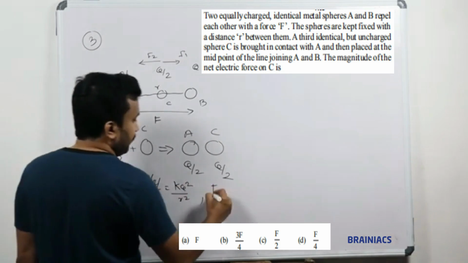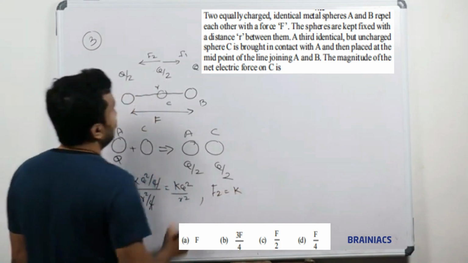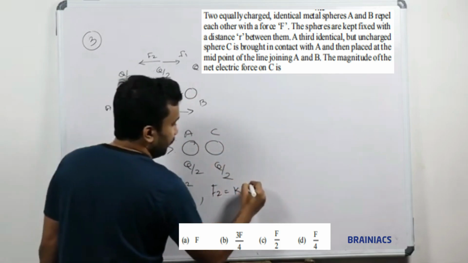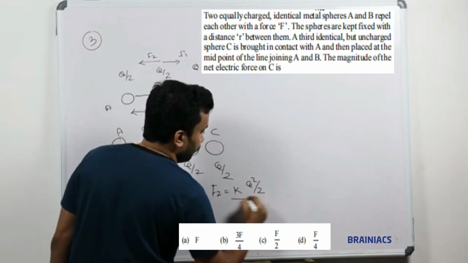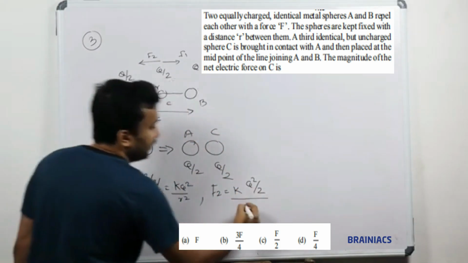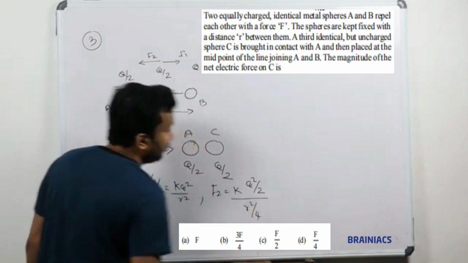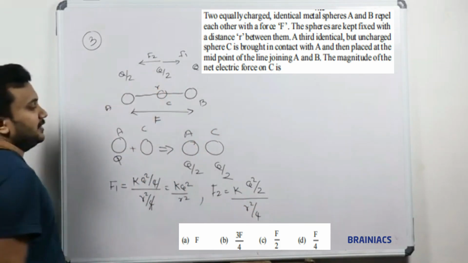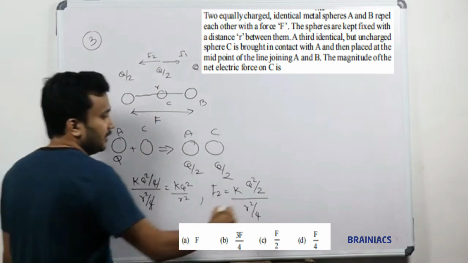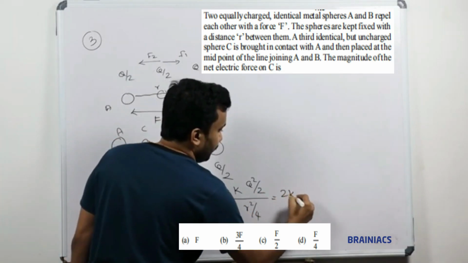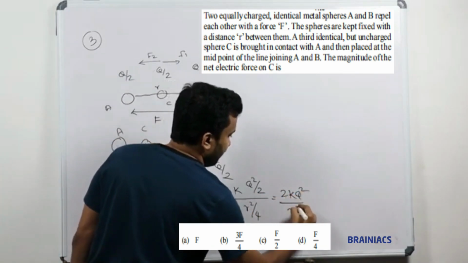Let's find out F2 also. F2 is given by k into q by 2 into q by 2, so q square by 4, divided by the distance between them, r square divided by 4. It is placed at the center, so half of the distance. So this will become 2 into k q square by r square.